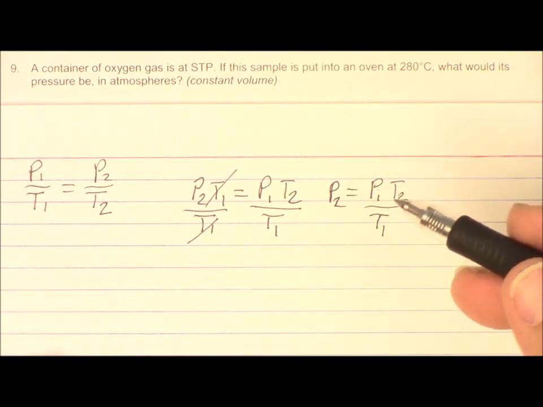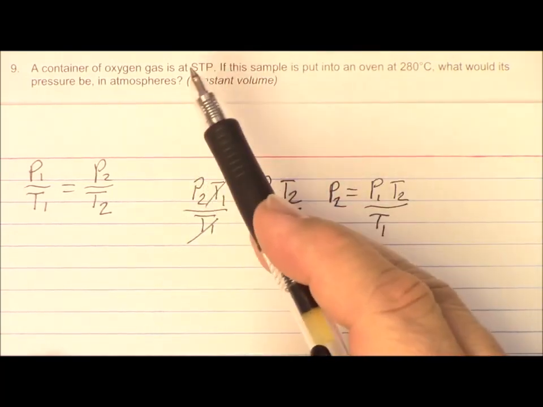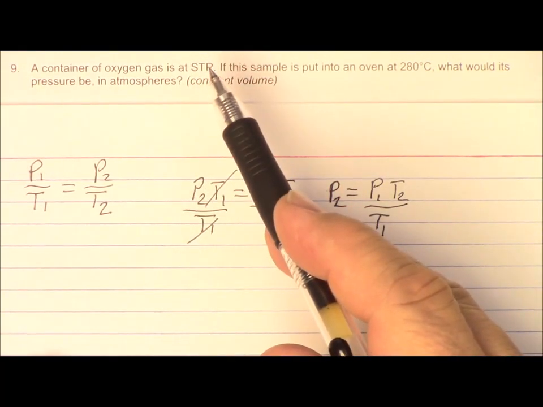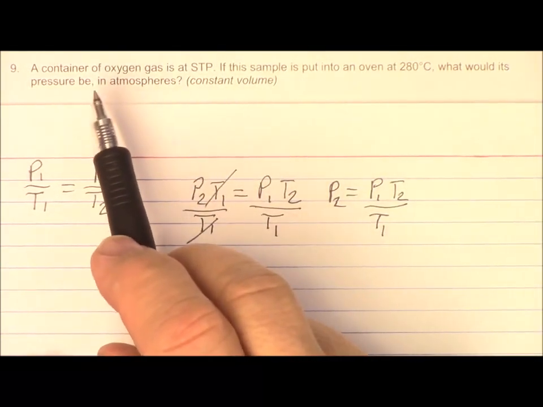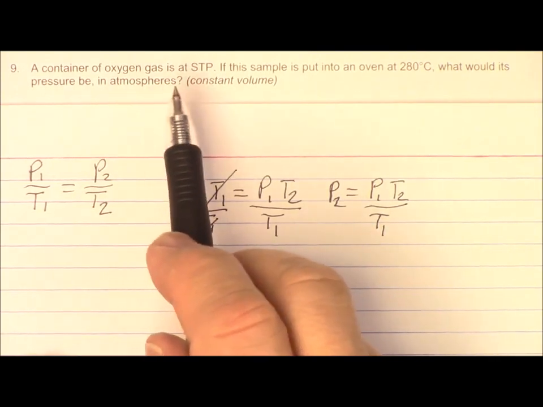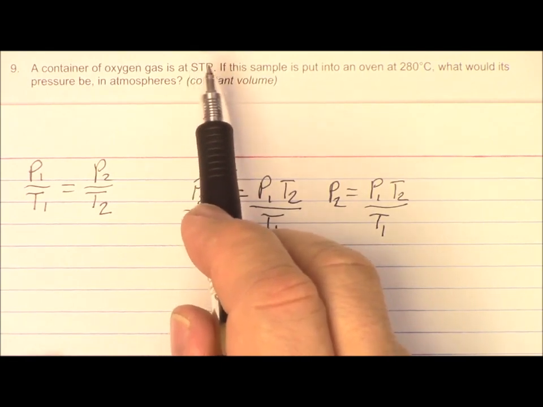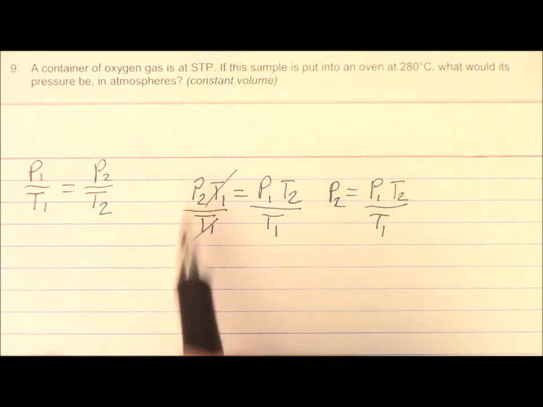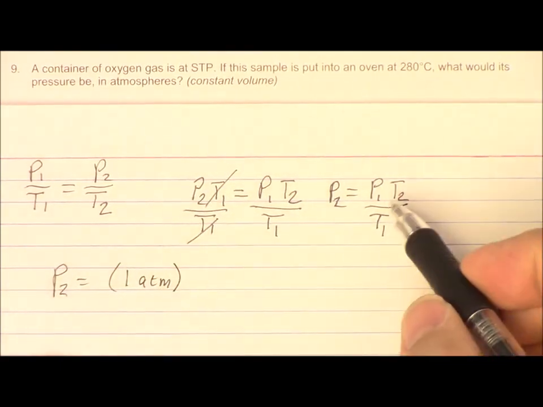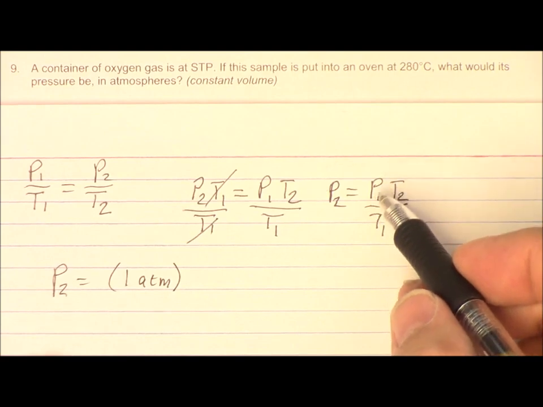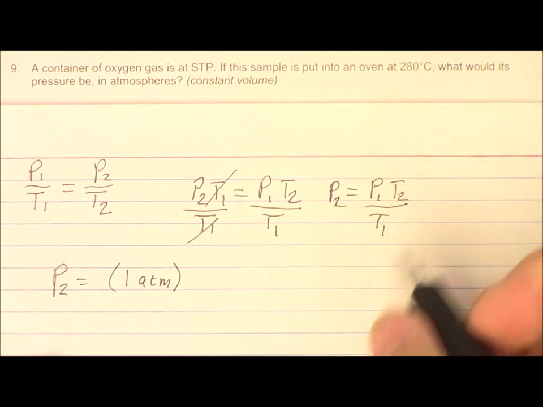So P1 is known, T2 is known, T1 is known. P1 is going to be standard pressure, which is 1 atmosphere. Actually, since they're looking for the final pressure to be in atmospheres, it only makes sense to use the units of atmospheres for standard pressure, which happens to be 1 atmosphere. There's our initial pressure. Our final temperature is 280 C.